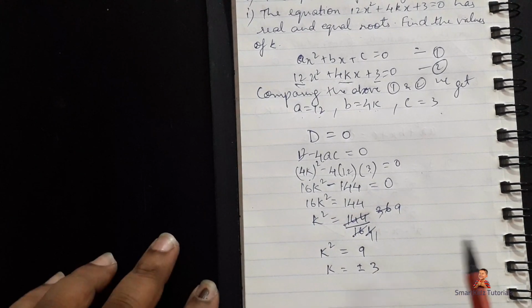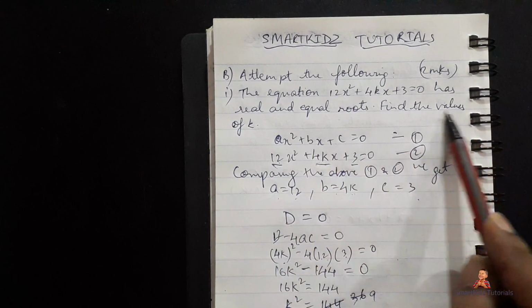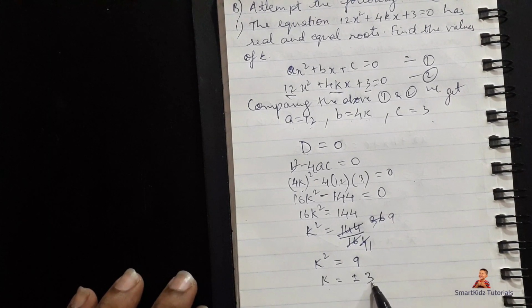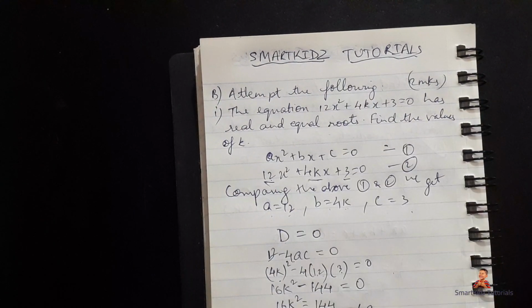So it is clearly told us to find the values of k. That means k should have 2 values because this is plural. And we have got k can be either plus 3 or k can be minus 3. That's how you solve this problem for 2 marks.